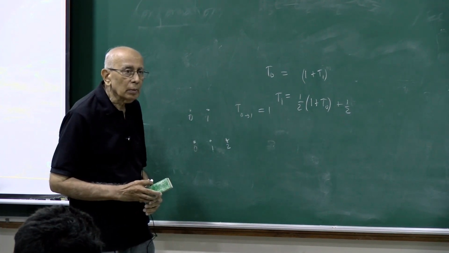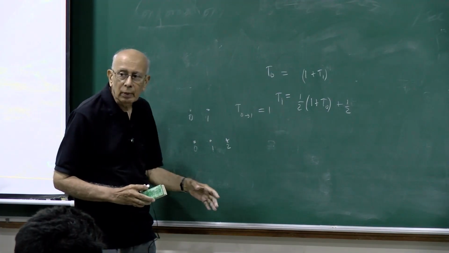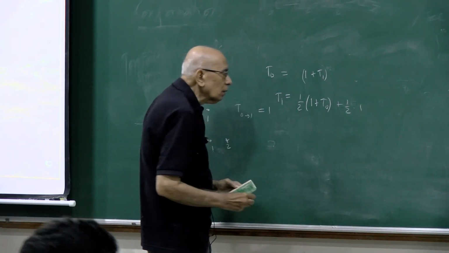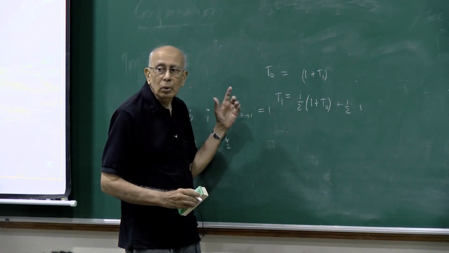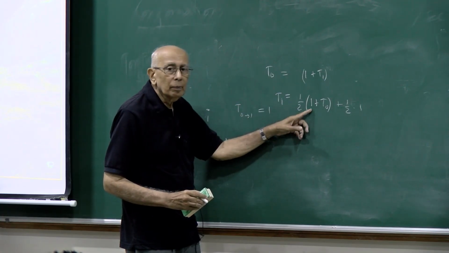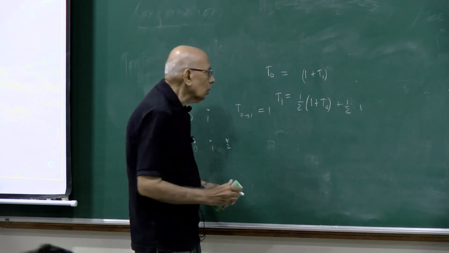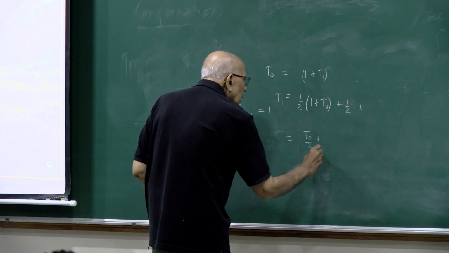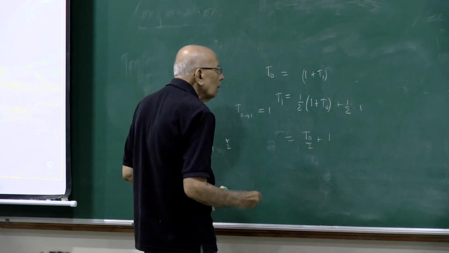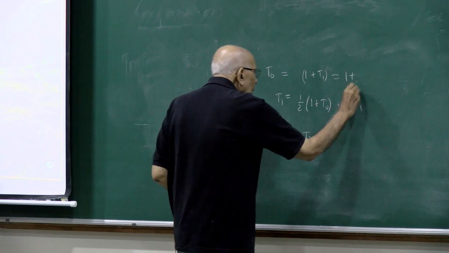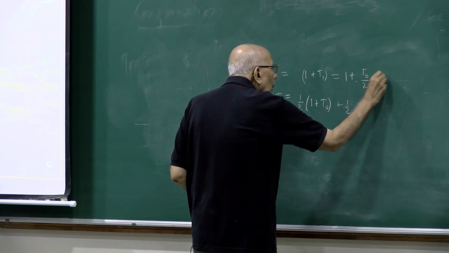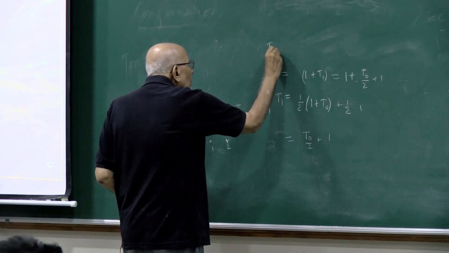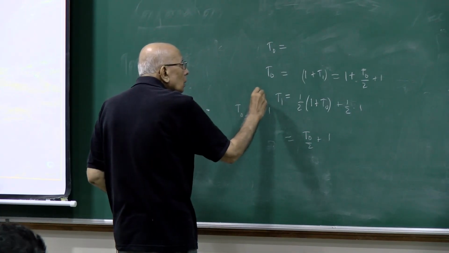And from T1 there are two possibilities in the first step. Either I hit the 2 straight away, probability half times 1, plus with probability half, I get back to T0, but wasting a time step, and then I'm back to T1. So this is equal to T0 over 2 plus 1. So it implies that T0 over 2 is equal to 2.